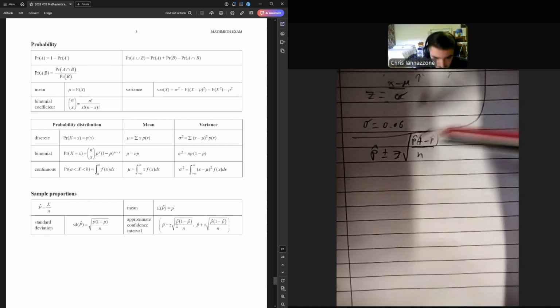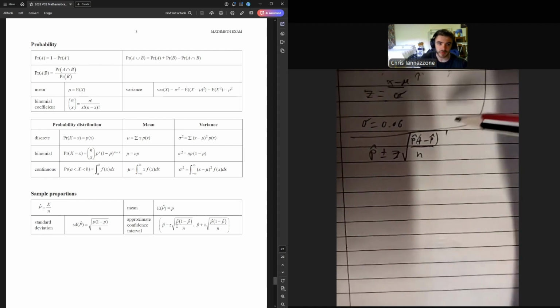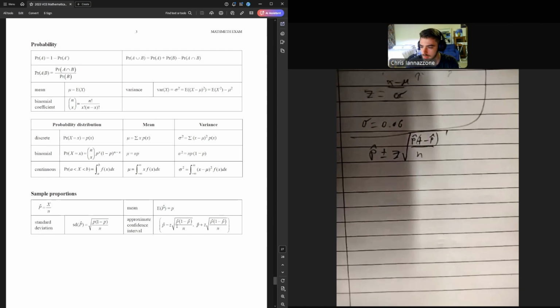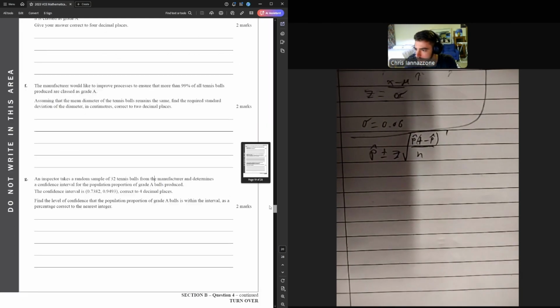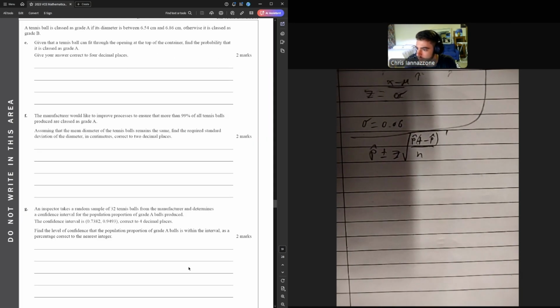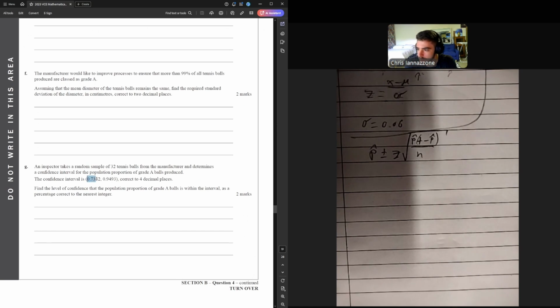That's so the minus will be the lower bound and the plus will be the upper bound of our confidence interval. Okay, that's all well and good, but what do we do with that? Well, our lower bound is 0.73-ish. Our upper bound is 0.94-ish. So that gives us two values that we are equal to in this circumstance.